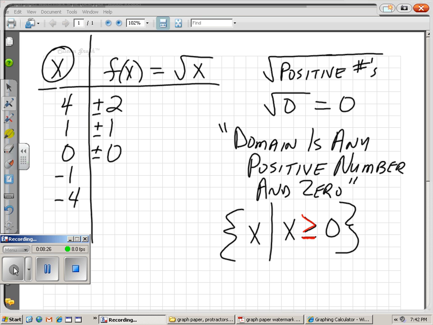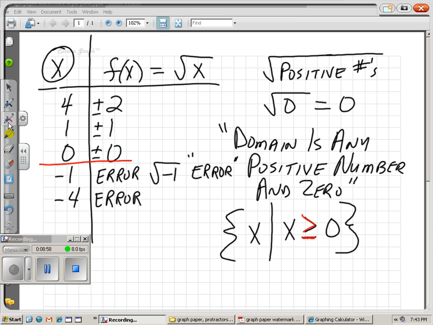Now watch what happens when I put negative 1 in. So negative 1, I have the square root of negative 1. My calculator is going to say error, because we can't take the square root of a negative number. Now we're smart enough to know that we call that i now. But the fact is that it doesn't produce a real answer. It produces a complex answer or an imaginary answer. So your calculator is going to say error anytime you try to take the square root of a negative number. So we know that right here is where my domain stops. I can use any numbers above that line, so 0 or greater. I can use any of those domain numbers, anything 0 or bigger.